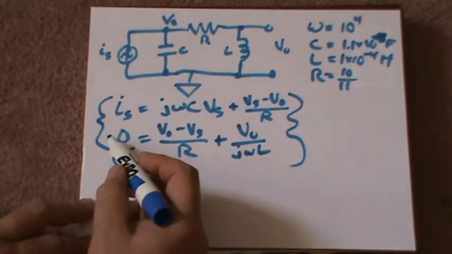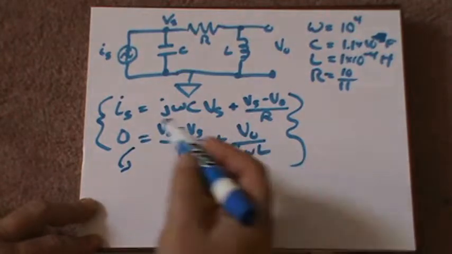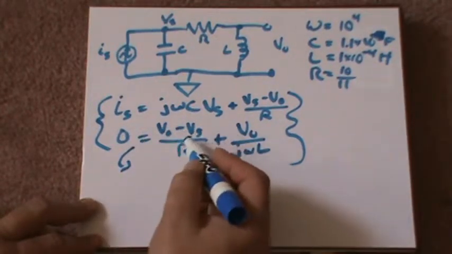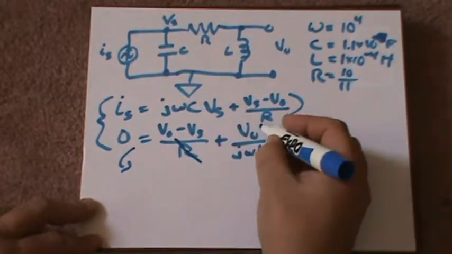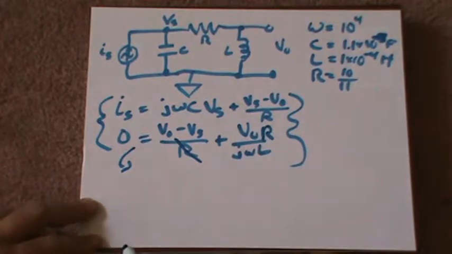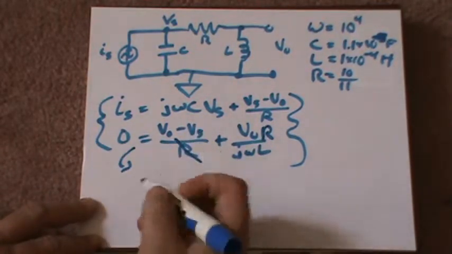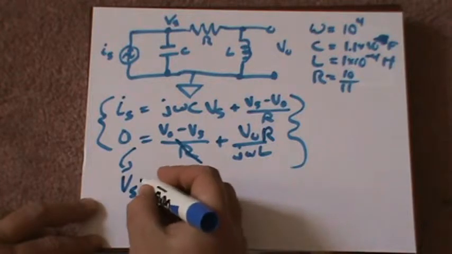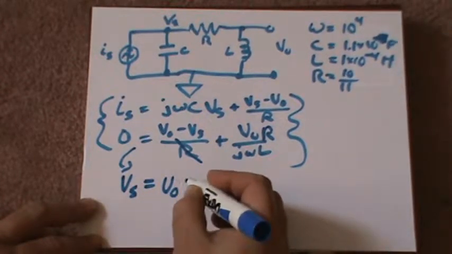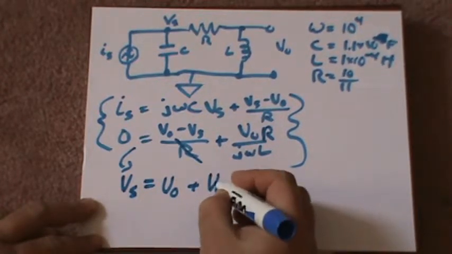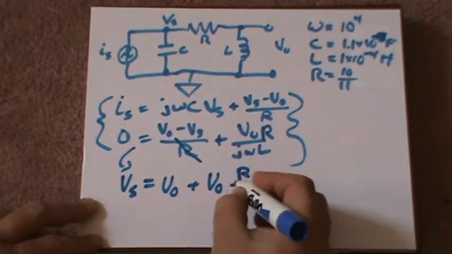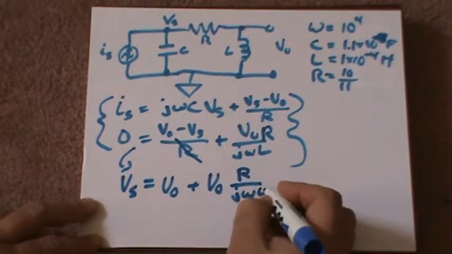So what I'm going to do is multiply through by R. All right, so I'll get R times 0 is 0. R times this just goes away, and I just get R on top here. And then I just take the Vs to the other side, and I end up with Vs has to be equal to V0 plus V0 times R over j omega L.